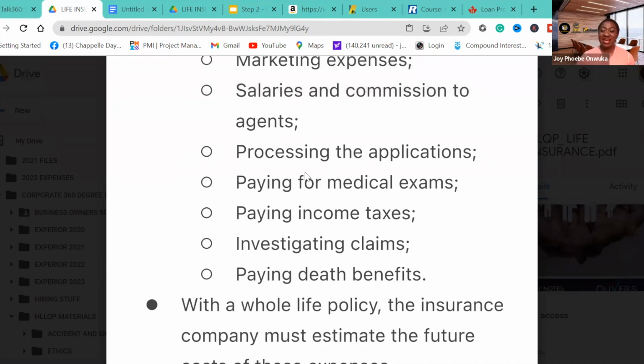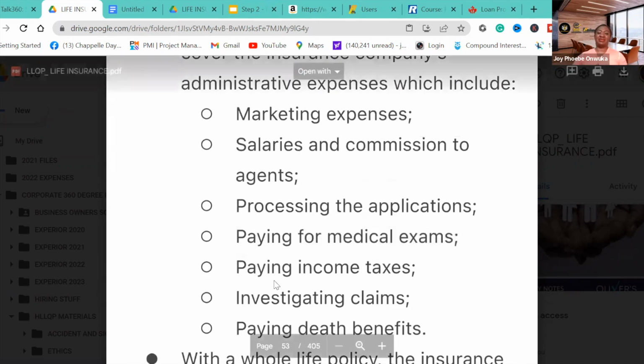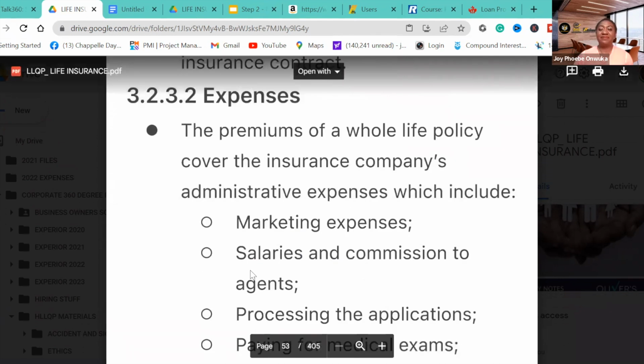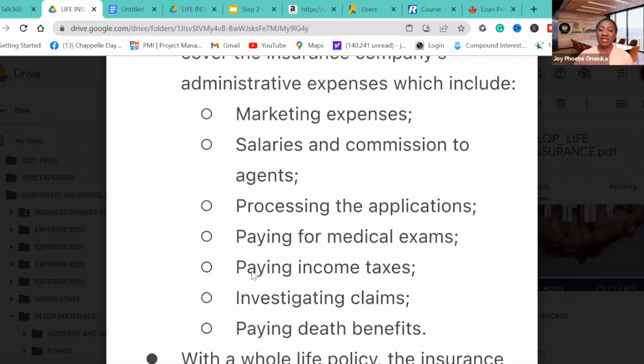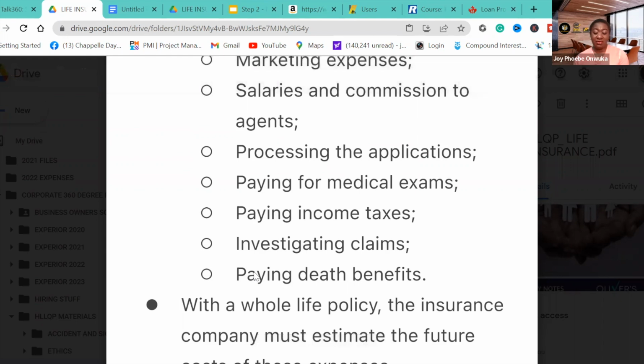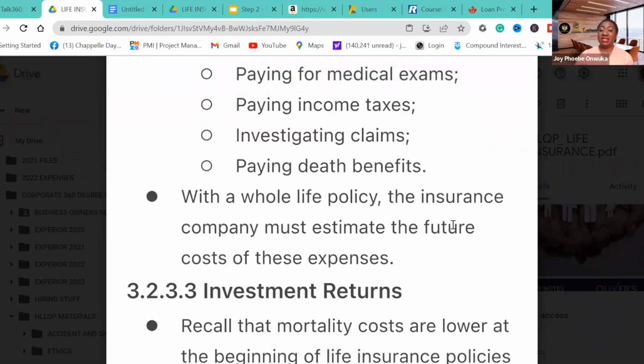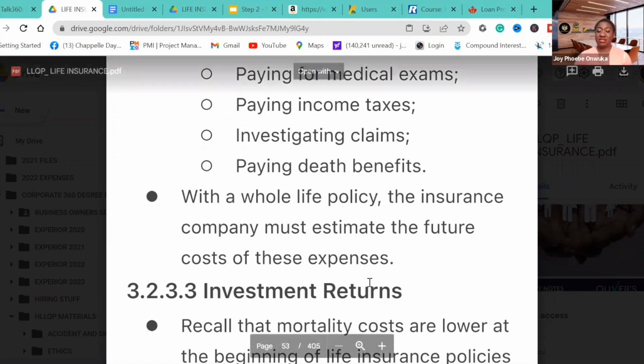Now, processing the applications, paying for medical exams, paying income taxes, investigating claims, paying death benefits. See, these are associated expenses that life insurance companies have to undergo. Because some people have to do their health exams, they have to call a nurse to go draw the blood and all those kinds of things. Also pay all the advisors and stuff like that. With a whole life policy, the insurance company must estimate the future cost of these expenses.